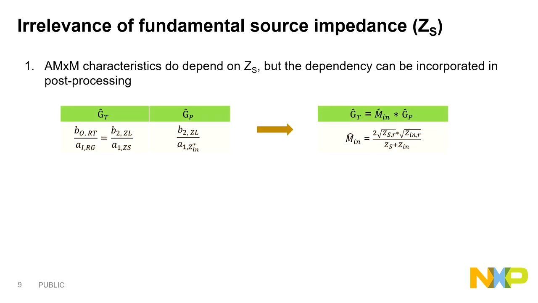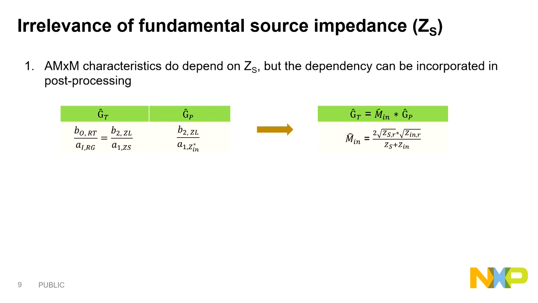So next, I'm going to talk about the source impedance dependence of the AM-XM. The AM-XM characteristics do depend on the source impedance. I'm not saying it's totally irrelevant, but that dependency can be incorporated into the post-processing. And this can save a lot of measurement time. So you obtain your information on the device. You don't have to really do that in the measurement by tuning your source impedance, like source pull, but you can get that information in the post-processing steps. So we have defined the transducer gain, GT, right?